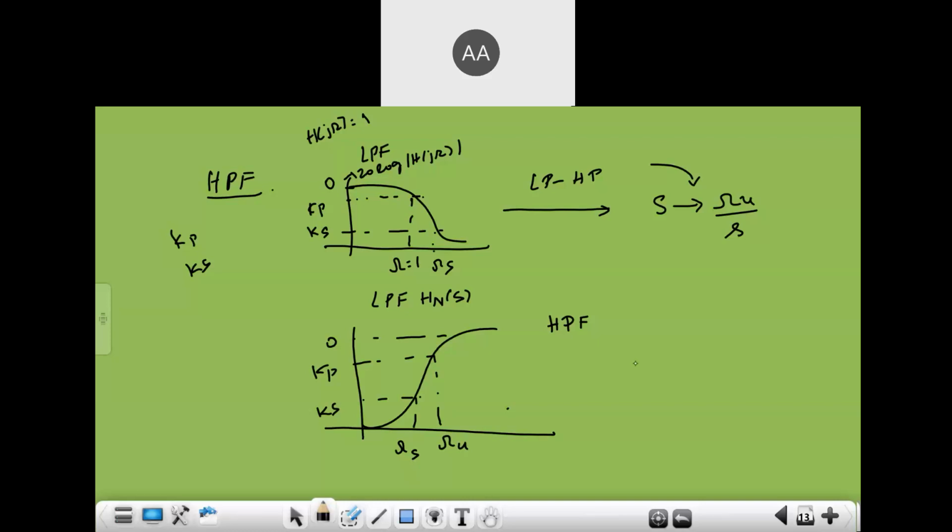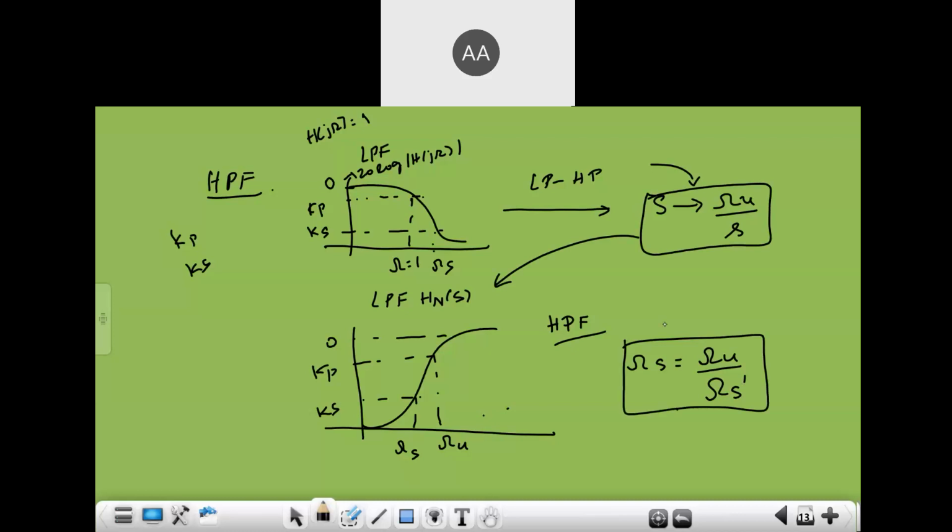So your omega S is equal to the backward design equation. This is called the backward design equation, what I'm writing now. Omega S is equal to omega u by omega S dash. I'll tell you what this is and how to do it. But after designing your low pass filter, you will apply this transformation that you're going to replace. In the Hn of S, you will replace this equation and you will rewrite your high pass filter graph, using the backward design equation.